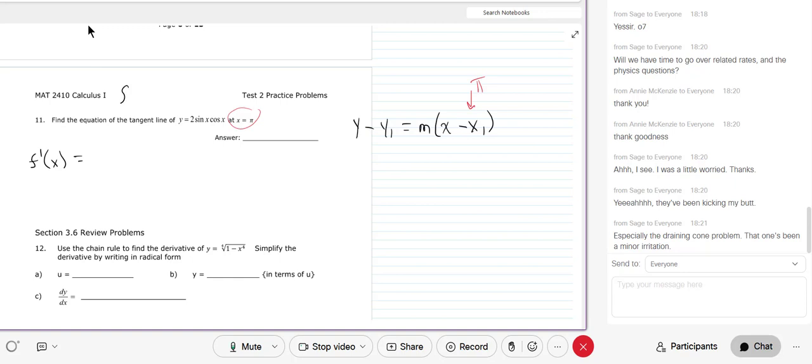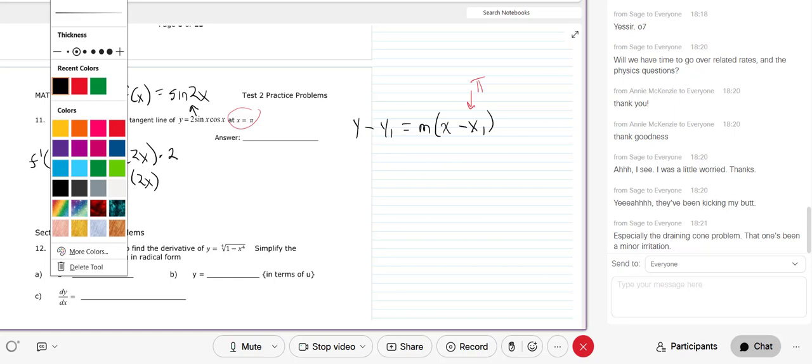So the way I did it is 2 sine x cosine x is really sine of 2x. So you could change, using an identity, that to sine 2x. Then the derivative would be cosine of 2x times the derivative of the inside part, which would be 2. So you would end up getting 2 cosine 2x as your derivative. Okay, and then you have to figure out two other things on this.